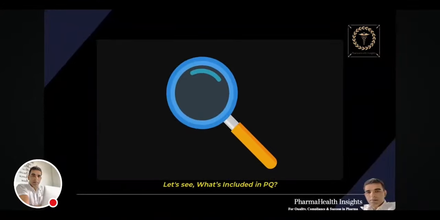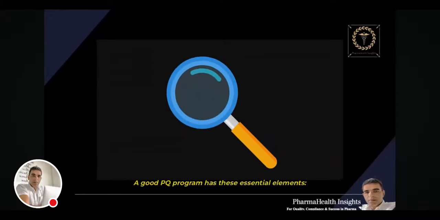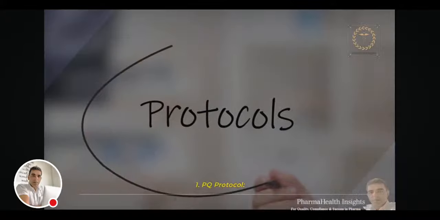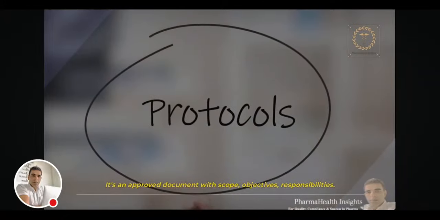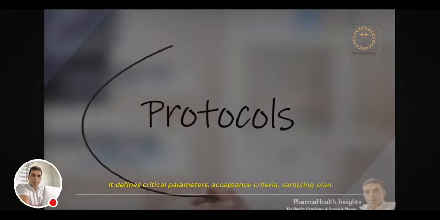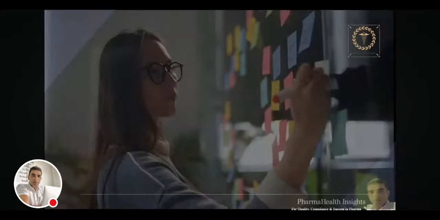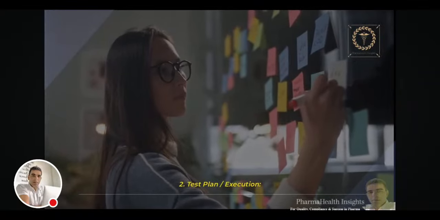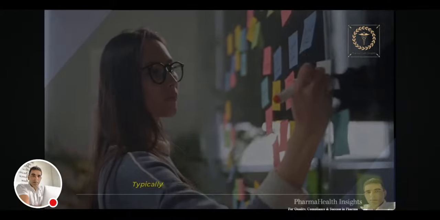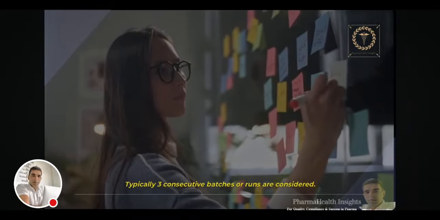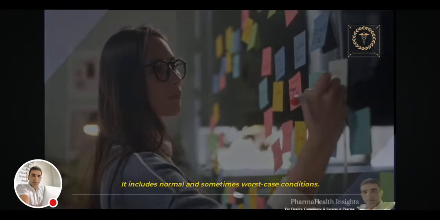Let's see what's included in PQ. A good PQ program has these essential elements. 1. PQ Protocol. It's an approved document with scope, objectives, responsibilities. It defines critical parameters, acceptance criteria, sampling plan. 2. Test plan, execution. Ensures actual production runs with commercial materials. Typically 3 consecutive batches or runs are considered. It includes normal and sometimes worst case conditions.